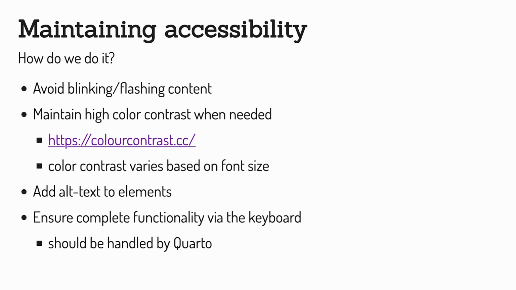We can avoid blinking and flashing content because you very most likely don't need it. You can maintain high color contrast. Right here we have dark text on a white background. If we make the text lighter at one point, it becomes really hard to see. We can add alt text to non-text elements such as pictures or graphs to make sure that people on screen readers can see them as well.